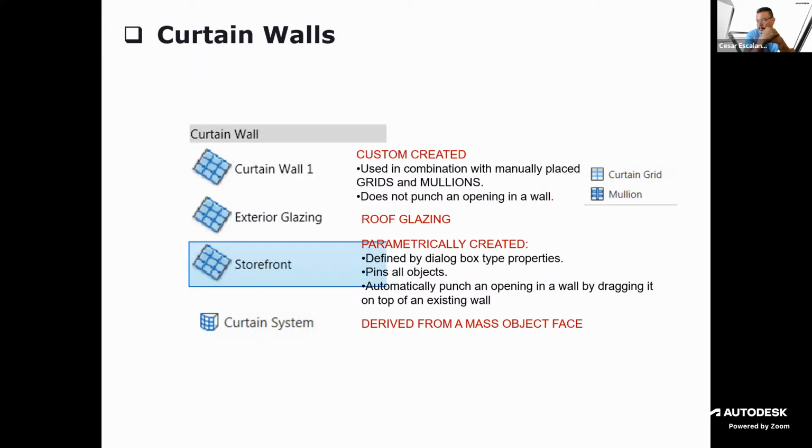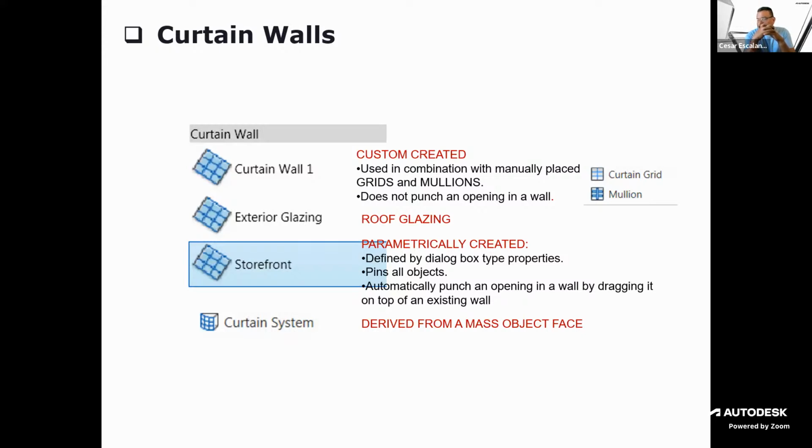Okay, so the out-of-the-box template provides this type of curtain wall families, and they are listed under the wall types. So when you place a wall, right at the bottom of the list of types in the type selector, you will find these 3 different types. Out of the box, they are called curtain wall 1, exterior glazing, and storefront. Although they all sound kind of similar, in the Revit world, there are different methods of creating a curtain wall.